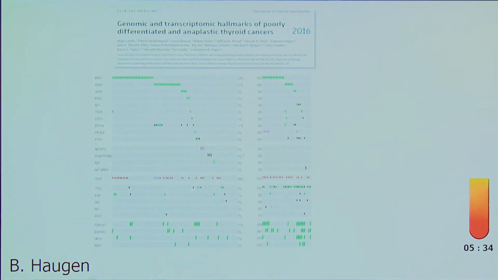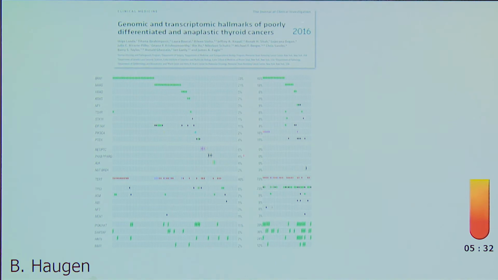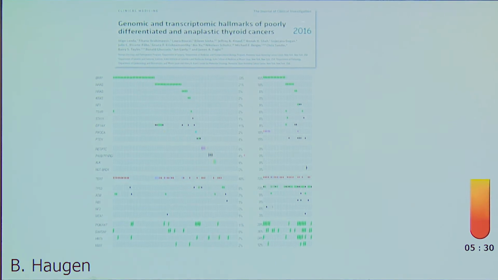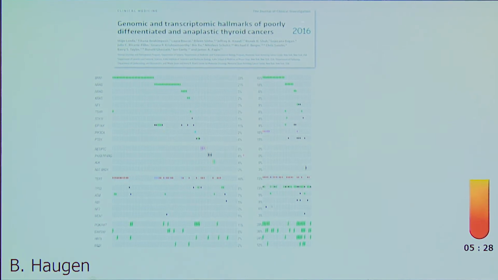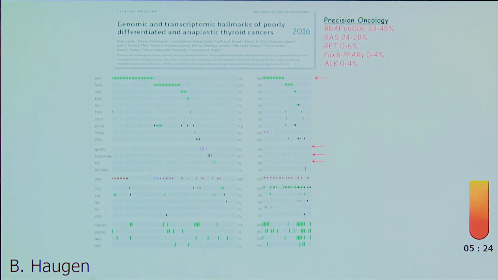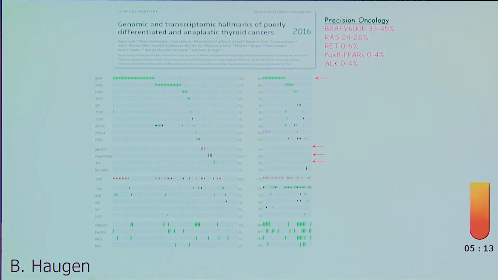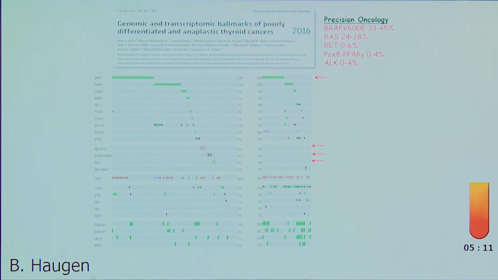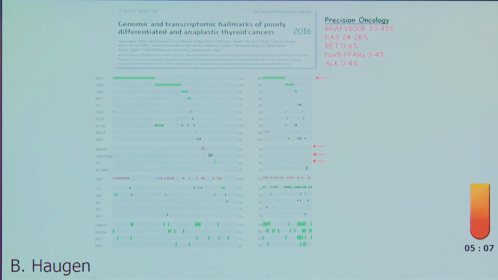And then we looked again at Jim Fagan's study, Inigo Landa being the first author here in 2016, 84 poorly differentiated, 33 anaplastics. Precision oncology, you look at BRAF V600E, has that range of 30 to 45%. RAS, you can see 25, close to 30%, and RET, PAX8 is very low, ALK is very low. But again, if you're looking for those rare alterations that might be therapeutic targets, these are targets to look at.